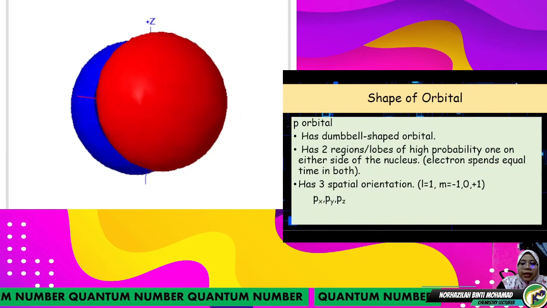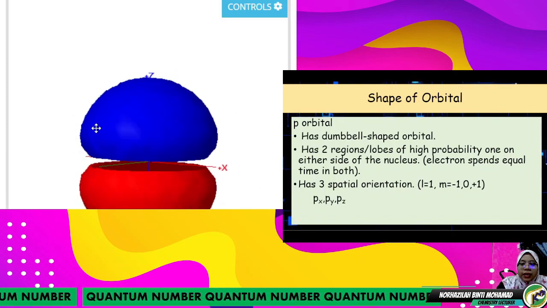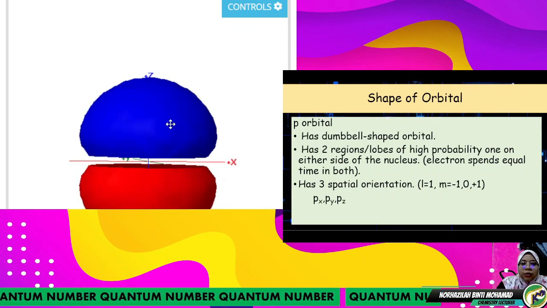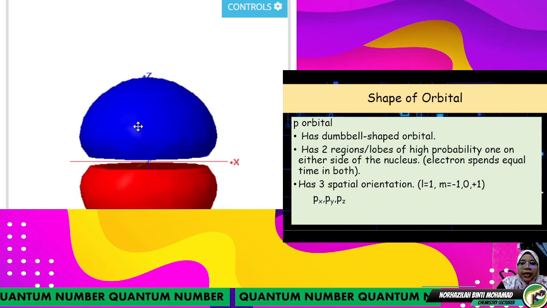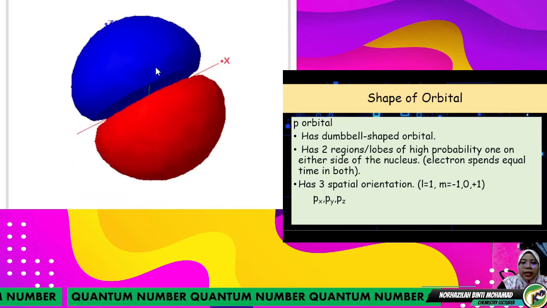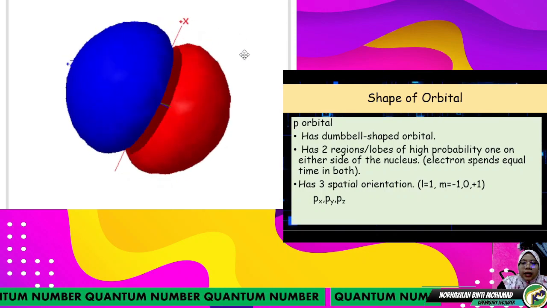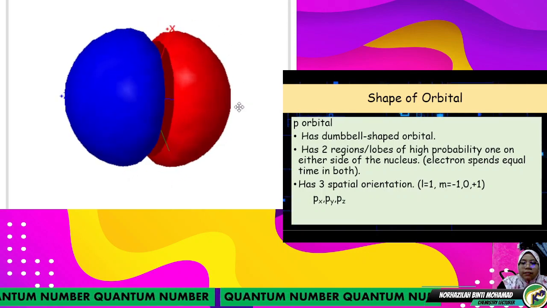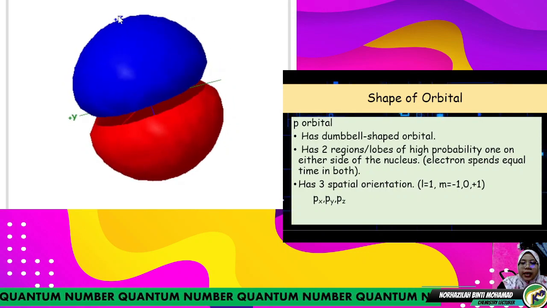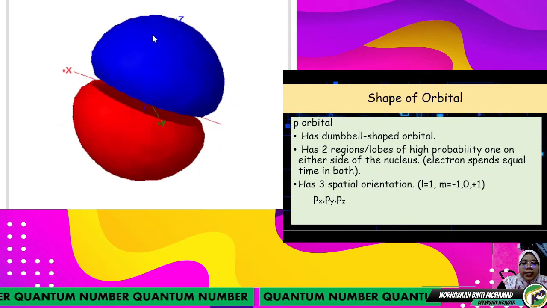How about the pz orbital? For pz orbital, if you can see clearly, the lobes lie on the z axis. I will turn it a little bit. If you can see, this is the z axis, so the lobe is on the axis.